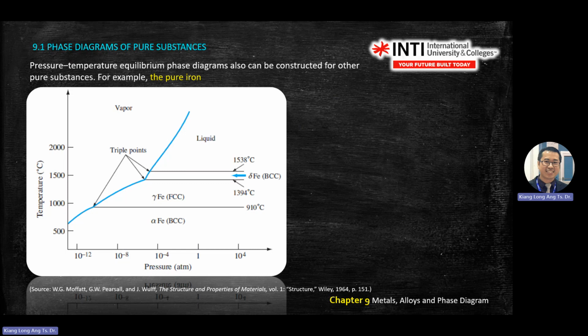Second point, you will see three phases, three states also. You have vapor and what? What are the solids you have at this point? Delta ferrum BCC and gamma ferrum FCC. Okay, if you mention alpha, then it's wrong already. Alpha is at this line, 910 degrees C and below. Another triple point is here. Here you have three phases or three states: vapor, liquid, and delta ferrum.